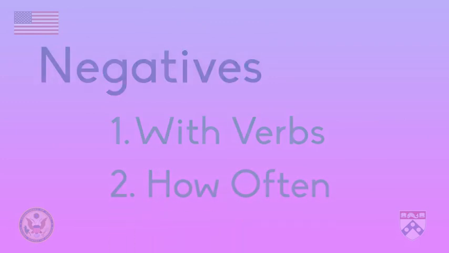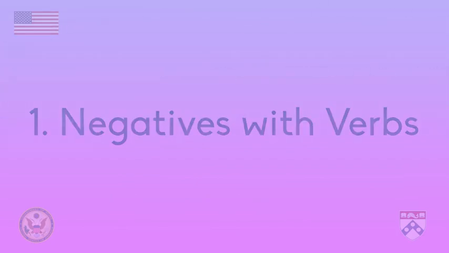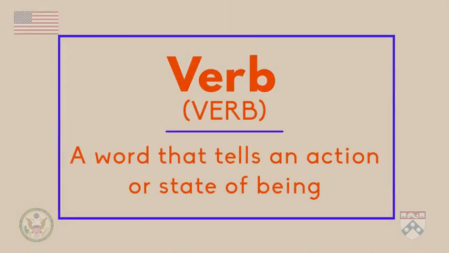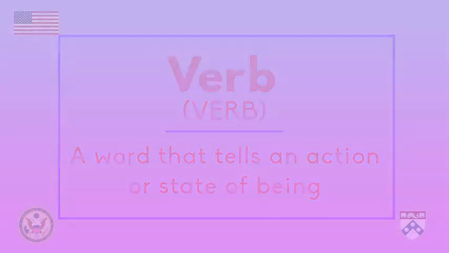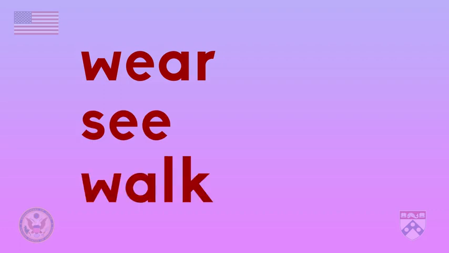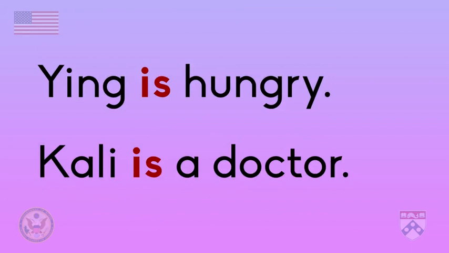The most common way to use negatives is with verbs. A verb is a word that tells an action or a state of being. For example, wear, see, and walk are all verbs because they're all actions or things you can do. Be is a verb too. It isn't an action, but it tells us about the state of something, like in the sentence, Ying is hungry, or Callie is a doctor.